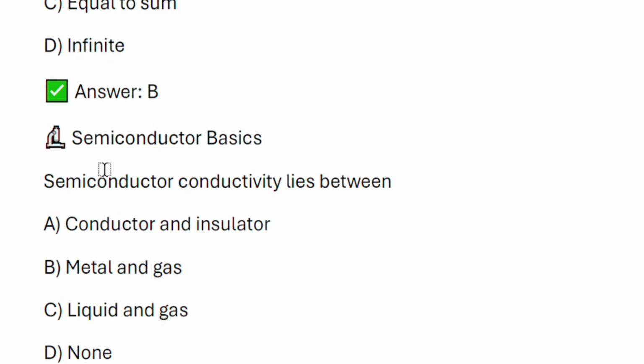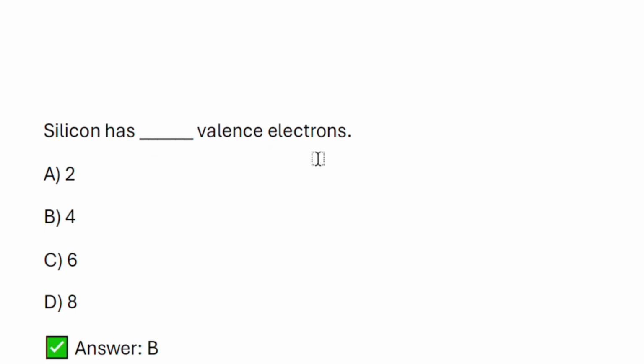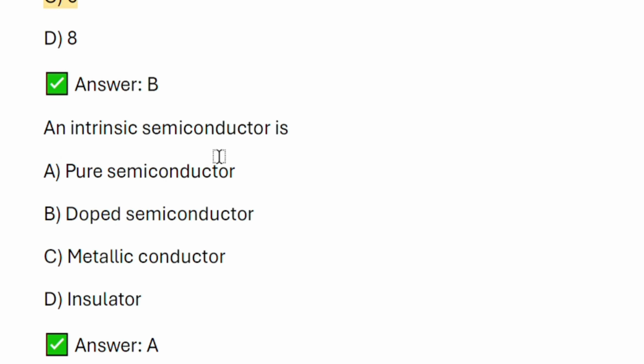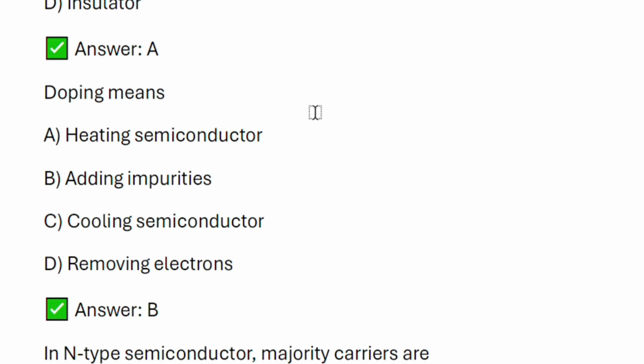Next question. From the semiconductor basics. The first question: semiconductor conductivity lies between conductors and insulators, metal and gas, liquid and gas, none. The correct answer is option number A. Next question. Silicon has dash valence electrons: 2, 4, 6, 8. The correct answer is option number B. Next question. An intrinsic semiconductor is a pure semiconductor, doped semiconductor, metallic conductor, insulator. The correct answer is option number A, pure semiconductor.